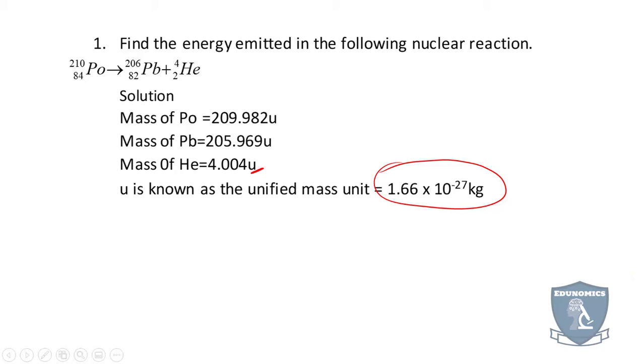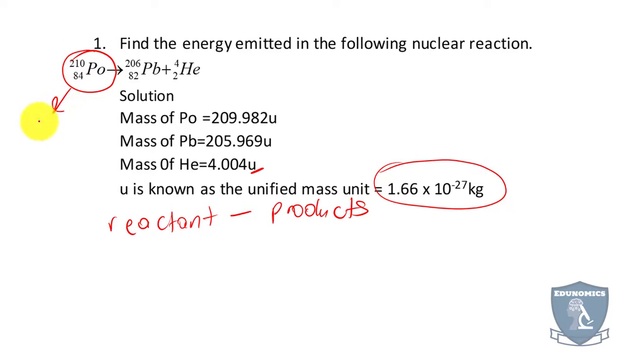Now we're going to attempt the question. So the rule of thumb with these questions is that it's reactants minus products. That's how we work these questions. Now, this would be our reactant. And here would be our product. When we get a question like this, we use the different masses that are given in the question.